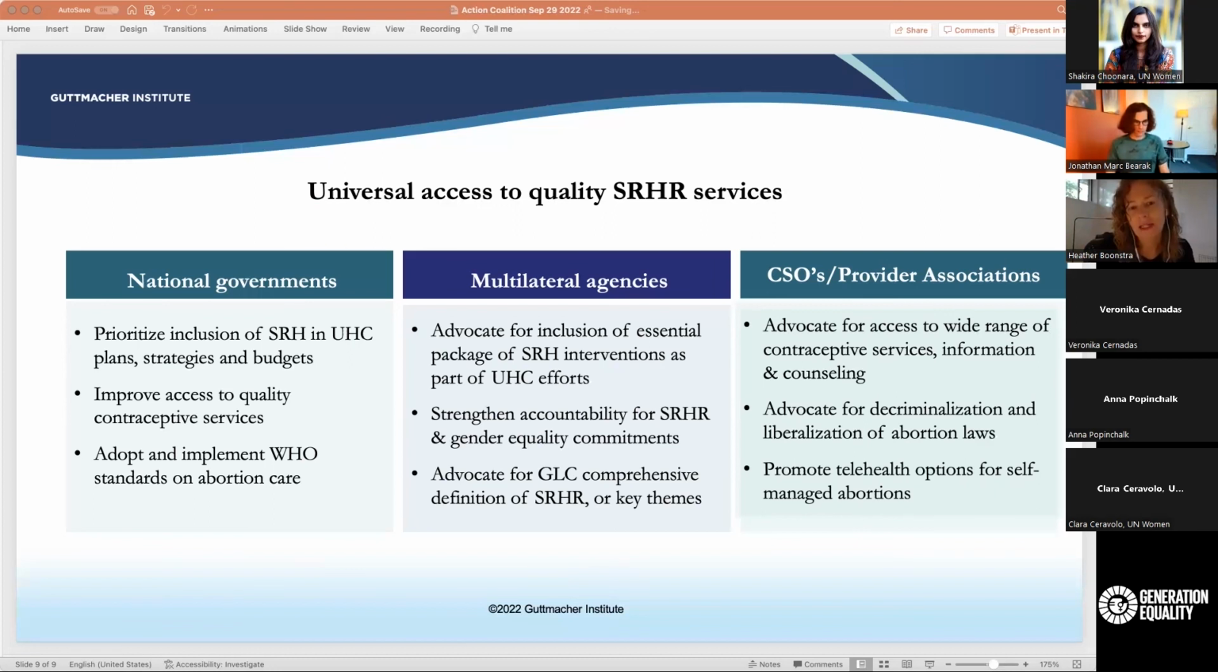And then finally, of course, CSOs and provider associations have their way of influencing governments and multilateral agencies, and can work on leveraging these data in their own agenda setting, informing key global policy discussions, and really distilling this information for key audiences in order to push for change. So that's an overview of how we're thinking about leveraging the data and the role of these different stakeholders in the midst of this.